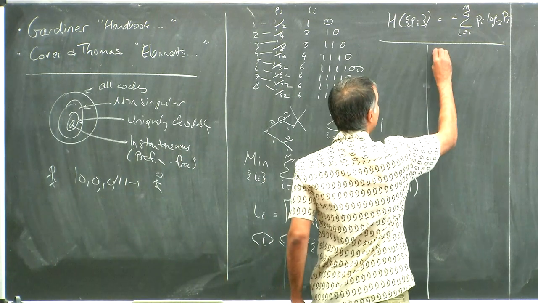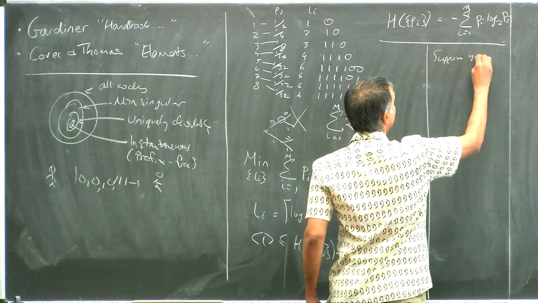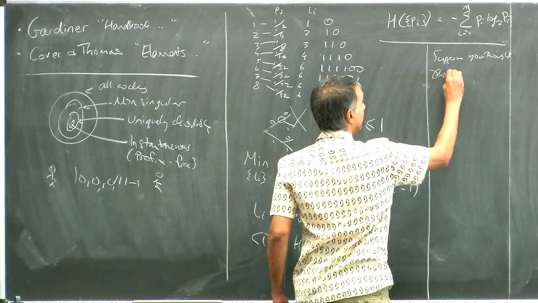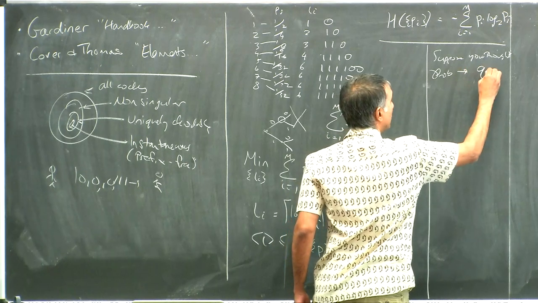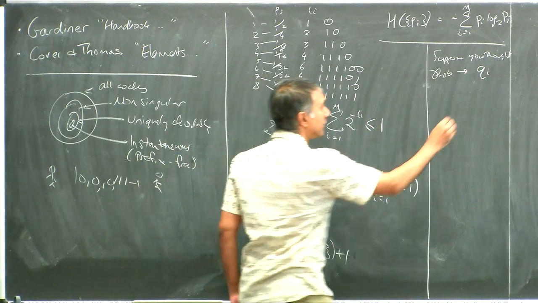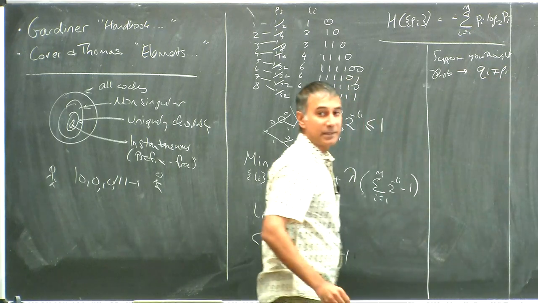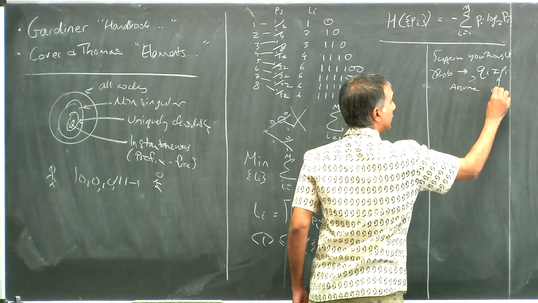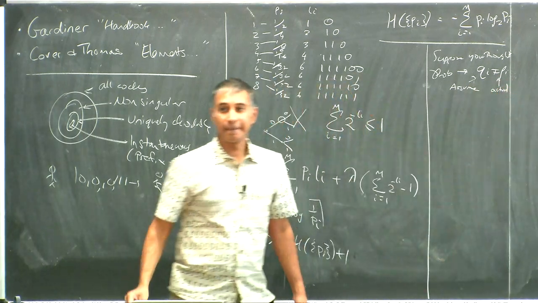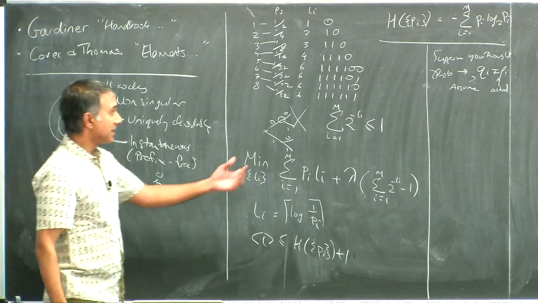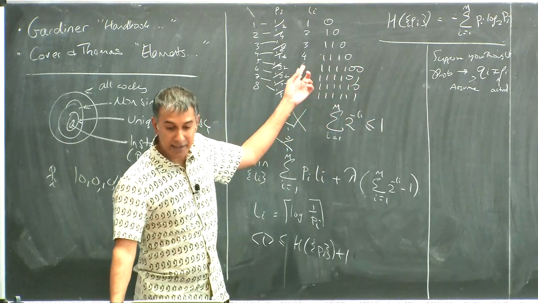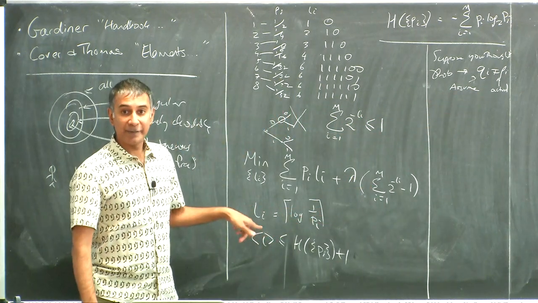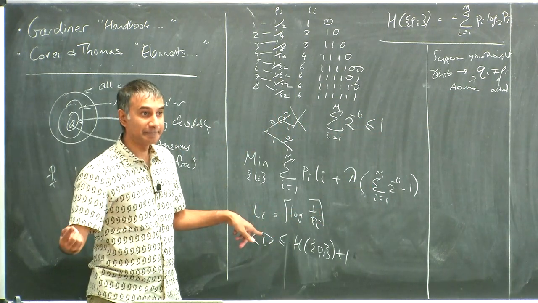Suppose you thought that the probability of horses winning goes as some q of I, right, which is not equal to P. This is my assumption. This is the actual. Now, since this is my assumption, all my code word lengths are built according to Q. But since this is the actual, my expectation value of the length will be calculated over P.